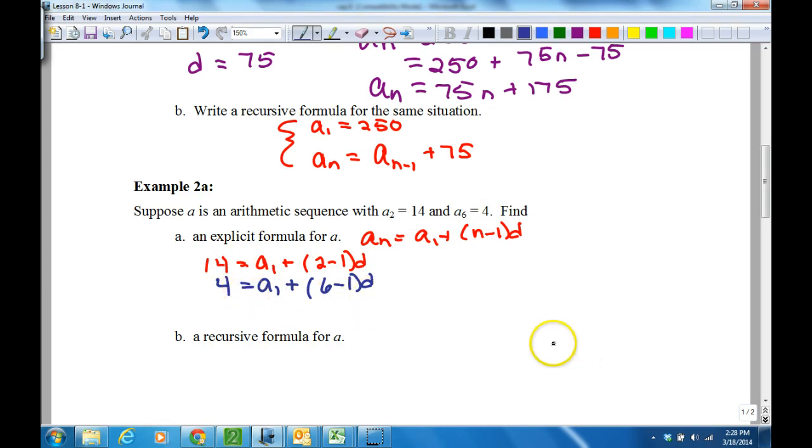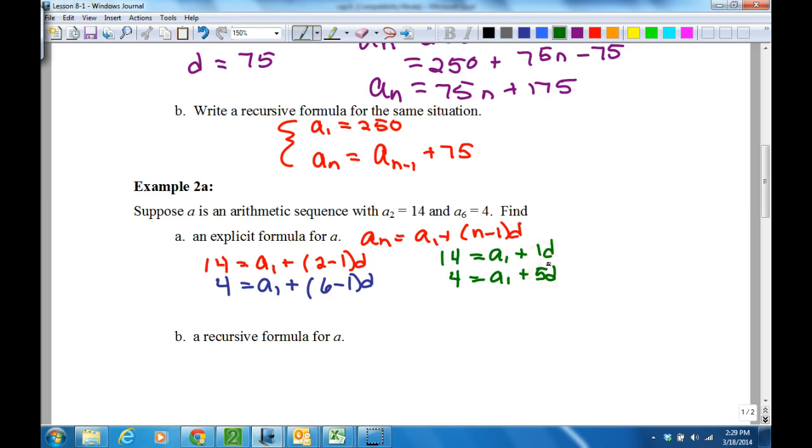So now we are going to rewrite these and simplify them and then solve them as a simultaneous equation. I've got 14 equals a sub 1 plus 1d, right? The second one is 4 equals a sub 1 plus 5d.